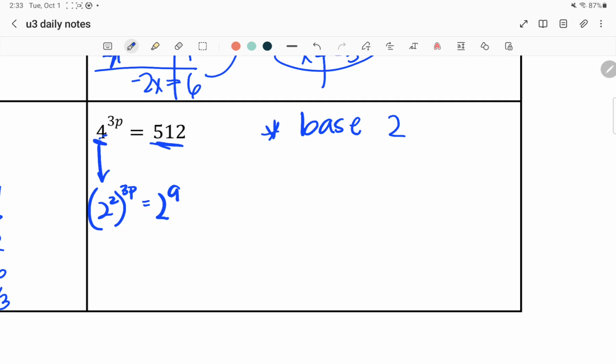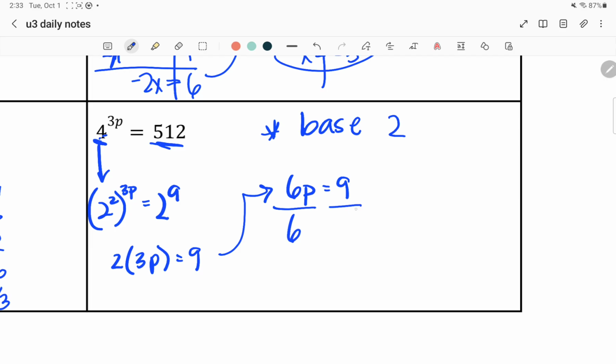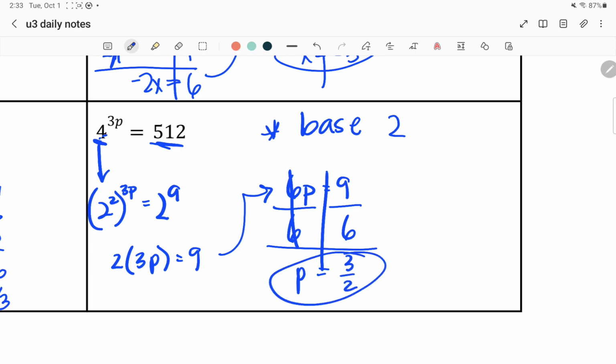Now that my bases are the same, I can cut them out. I've got 2 times 3p equals 9. Let me move it up here. 2 times 3 is 6p equals 9. And I divide by 6 on both sides to get p alone. And I'm left with p equals 9 over 6, which simplifies to 3 over 2. Your calculator can do that for you.